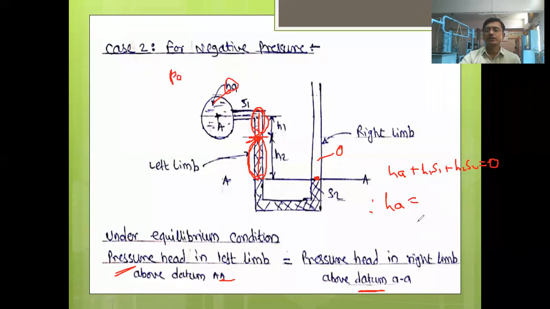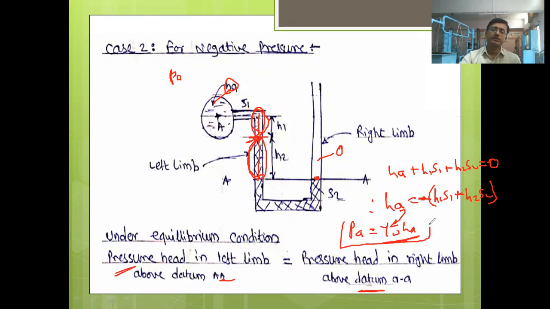So HA is equal to what we can write? Minus H1S1 minus H2S2, right? If we take this minus common, we can write H1S1 plus H2S2, and out of the bracket there is a minus sign. So this is HA, and how to find PA then? PA is equal to gamma W HA, right? So we have to multiply this by the weight density gamma W, then you will get this pressure intensity.